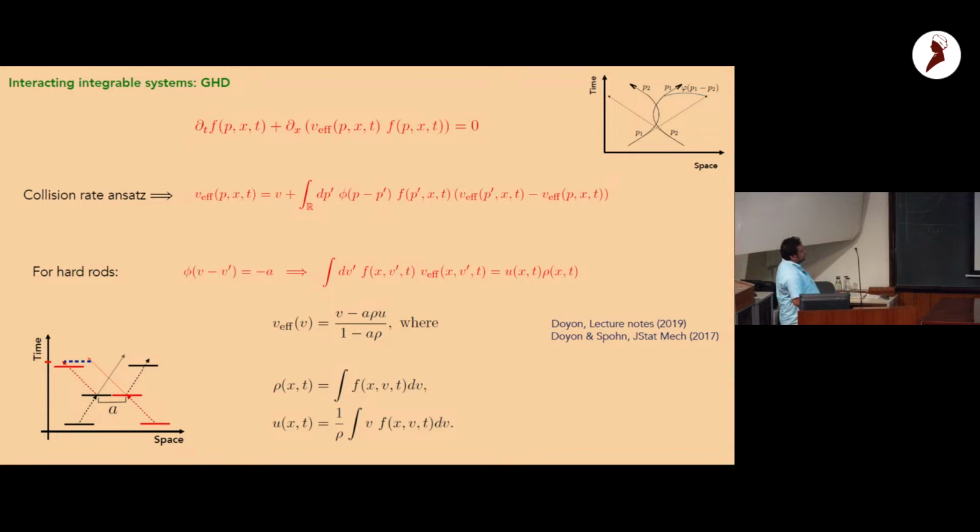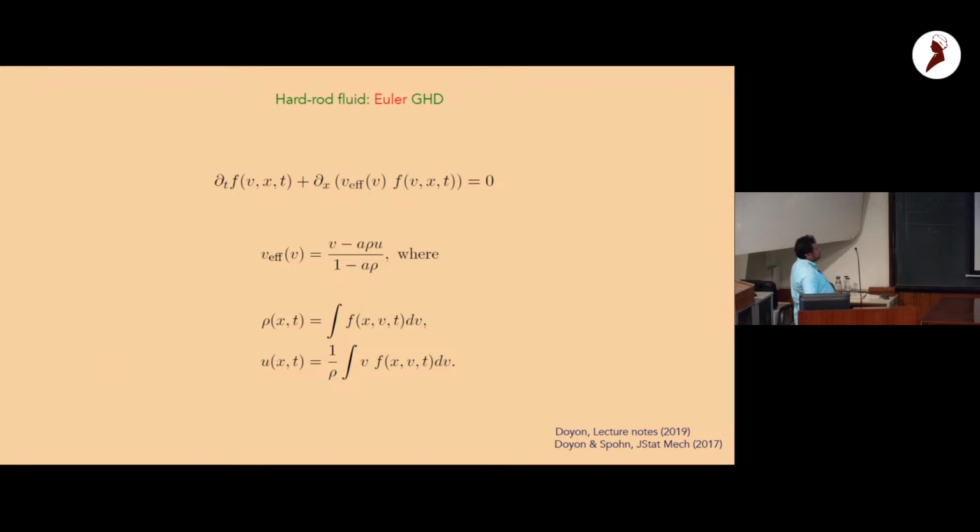So for hard rods, this phase shift function is very simple. It's just minus a, because at each collision they get shifted by a. If you use that and put it here, you can show that the effective velocity is this. But you can derive this from a simpler and more intuitive calculation. Actually, Percus did it long back from a kinetic theory perspective. So this is the full Euler hydrodynamics of the hard rod fluid, and everything is specified.